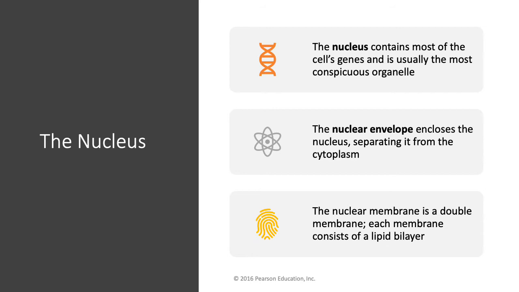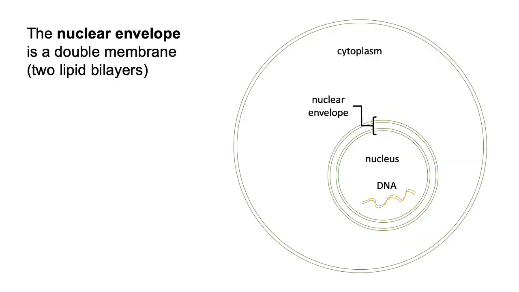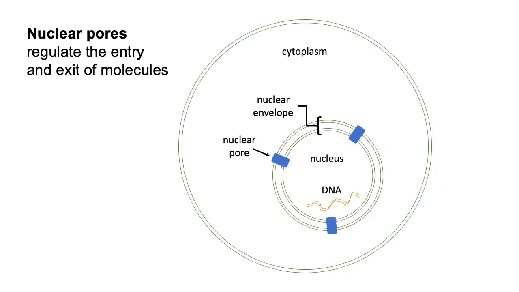And the nuclear envelope is two membranes side by side. Each membrane is a lipid bilayer, like the lipid bilayer that makes up the cell membrane on the outside of the cell. So the nuclear envelope has two membranes put together, and there are special protein channels that go all the way through both of those membranes that are called nuclear pores. The nuclear pores regulate the entry and exit of molecules into or out of the nucleus.